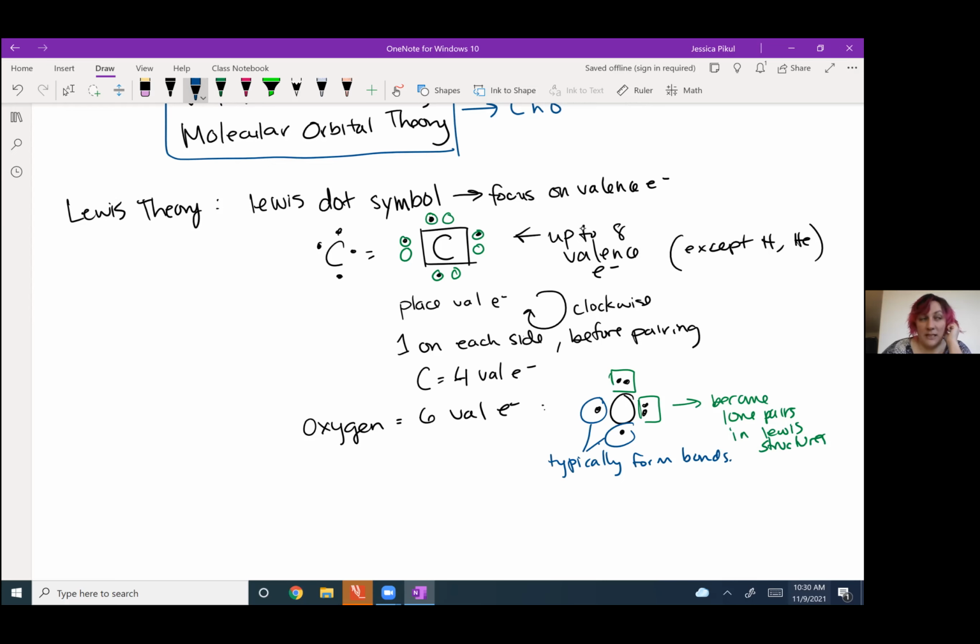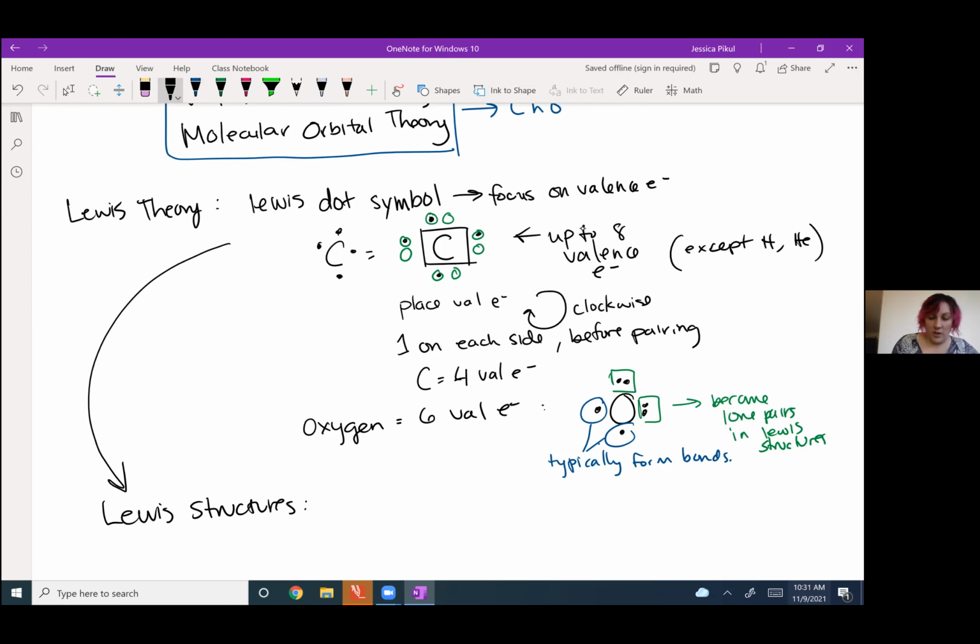Again, this is a bookkeeping method. This isn't actually what happens, and this isn't actually how electrons are arranged in an atom at all. So we're not going to do stuff that's based in reality. In that sense, we're just doing something that predicts things well. So from these electron dot symbols, we can then build Lewis structures. These Lewis dot symbols are going to lead to Lewis structures.